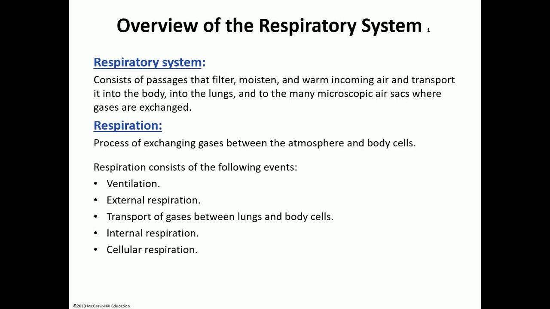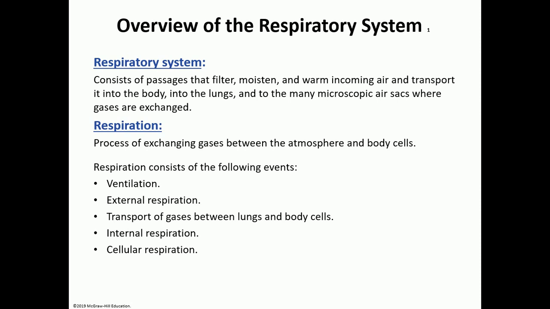So first off, the overview of the system. The system is a passage, kind of like tubes, all the way starting from the nasal cavity down until it reaches the smaller air sacs, or the alveoli, in the lungs. And that's where exchange of gas is going to happen.